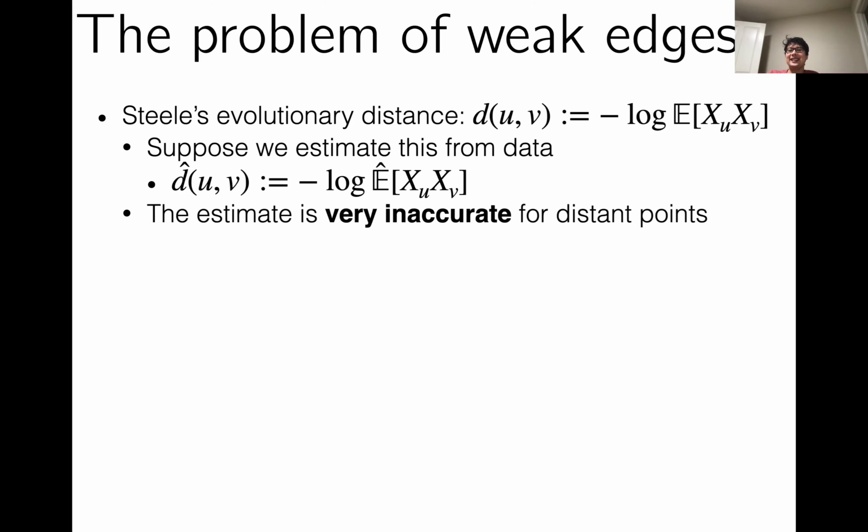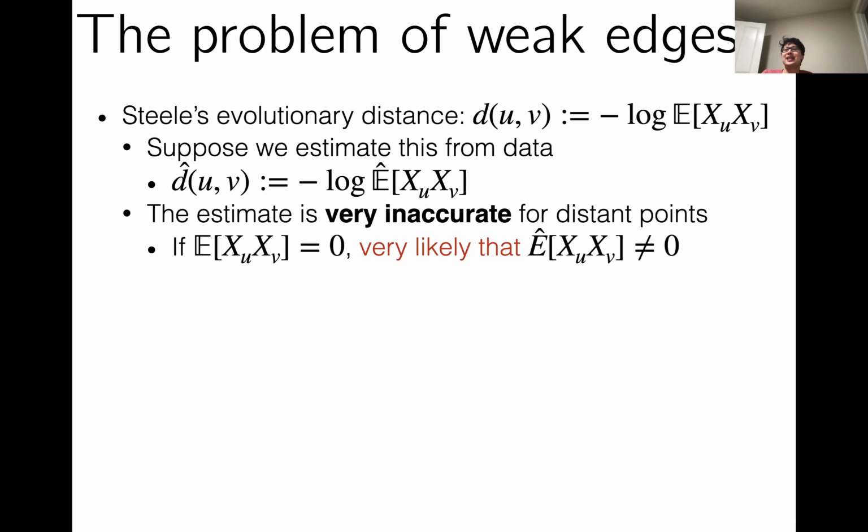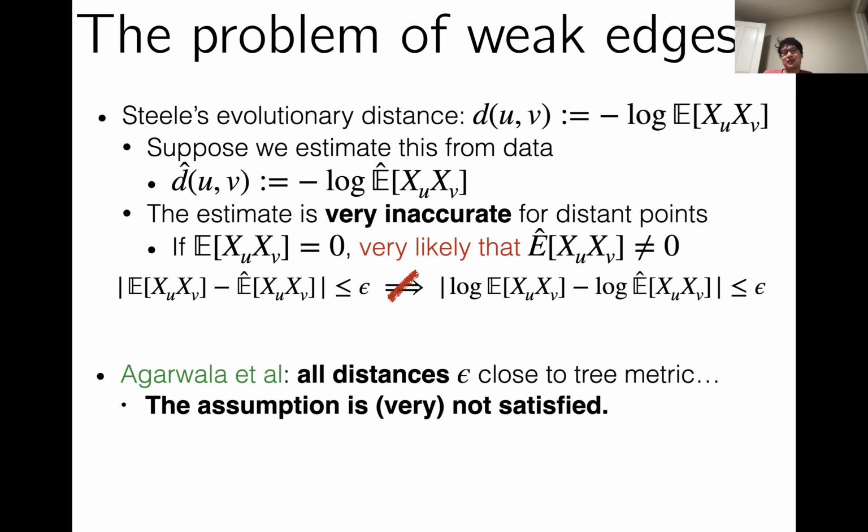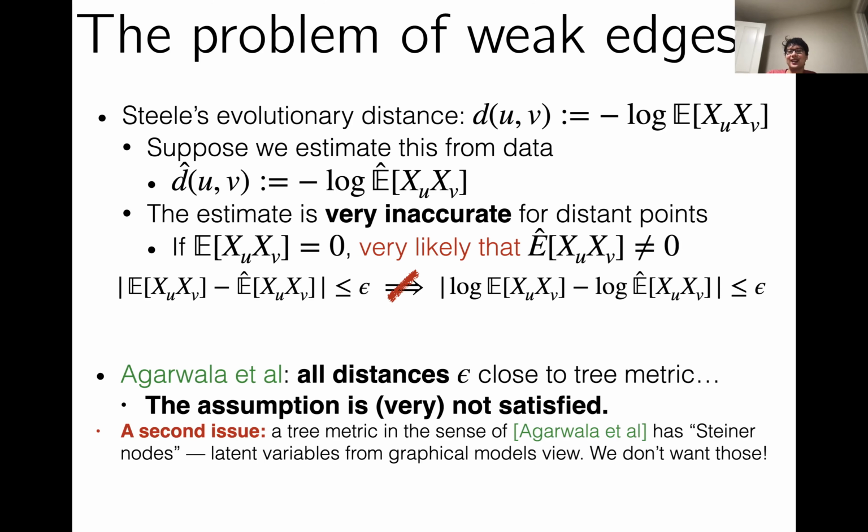Well, if you write down the estimator of the Steel evolutionary distance, it's actually a poor estimator. You just plug in the empirical correlations. But even if the true distance is infinity, so the correlation is 0, on the empirical data, the samples, it's very unlikely that the distance is going to be infinity. So the estimate is extremely inaccurate for distant points. That means the assumptions for this tree metric fitting algorithm are not satisfied.